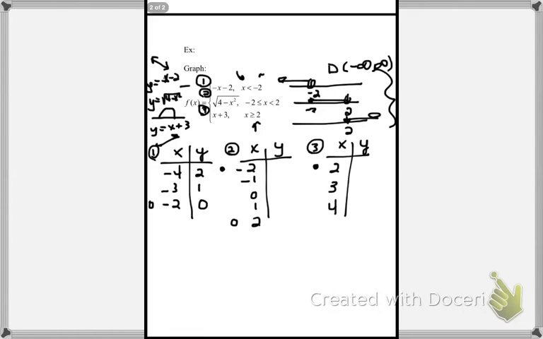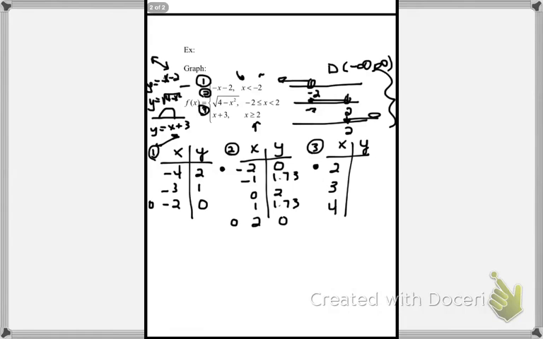In the second function, we plug in a negative 2, we get the square root of 0, 0. We plug in a negative 1, we get the square root of 3, which is approximately 1.732. We plug in the 0, we get the square root of 4, which is 2, and because this is a parabola, it turns the same way.